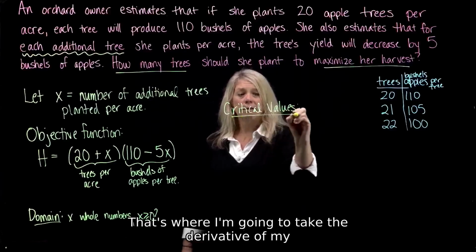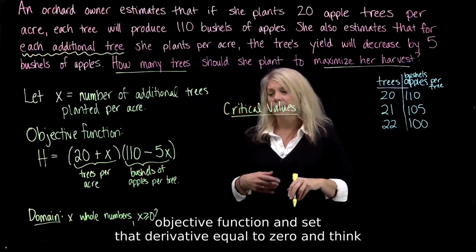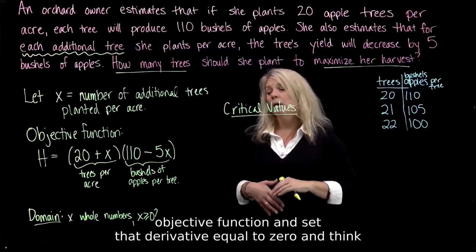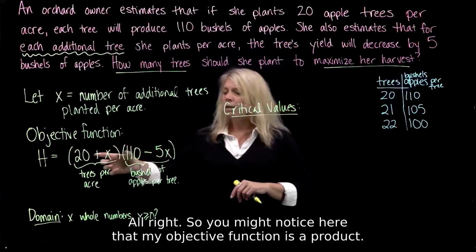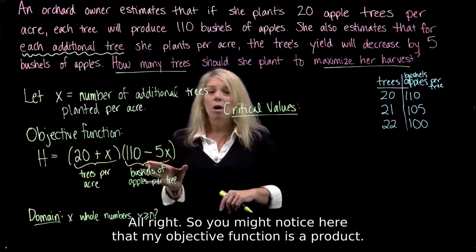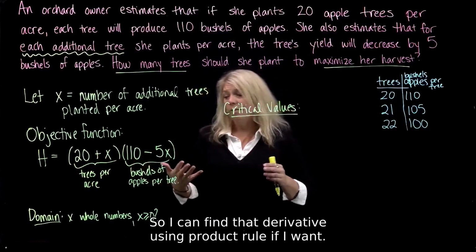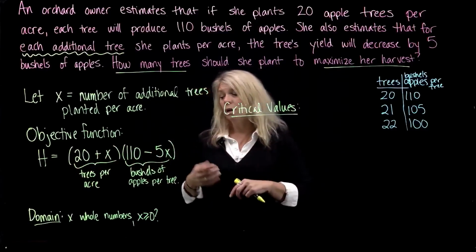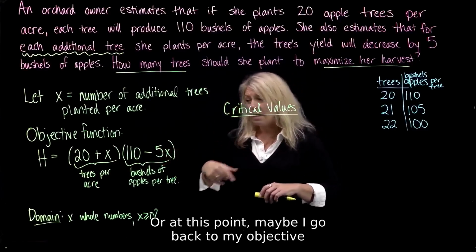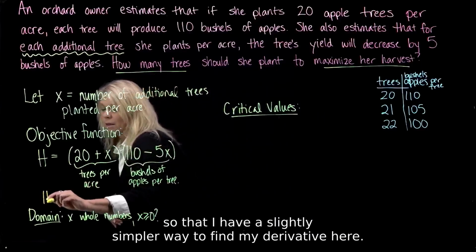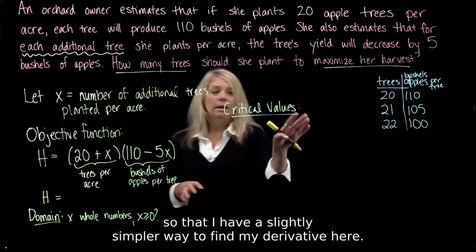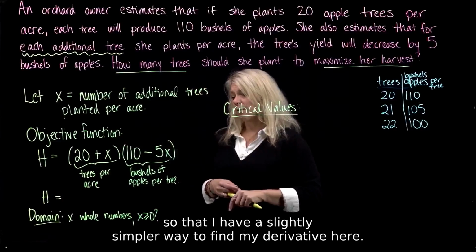That's where I'm going to take the derivative of my objective function and set that derivative equal to 0 and think about where the derivative does not exist. All right, so you might notice here that my objective function is a product. So I can find that derivative using product rule if I want, or at this point, maybe I go back to my objective function and simplify that so that I have a slightly simpler way to find my derivative here.